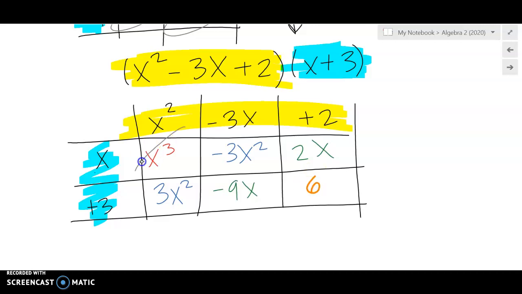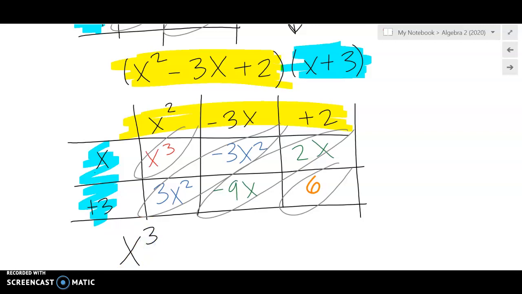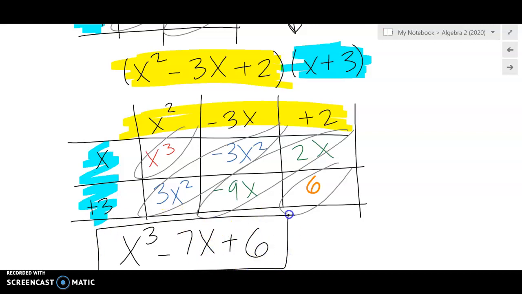So again, I did the colors, but you can see on the diagonals, there's like terms. So let me combine these. On the far left, I'm going to have x to the third. Then I'm going to combine the blue parts. Well, do you notice that positive 3x squared and negative 3x squared will undo each other? So those are going to be gone. They will cancel each other out. So I move on to the green part. Negative 9x plus 2x will give me a negative 7x. And then the last orange part is plus 6. And that is my final answer.